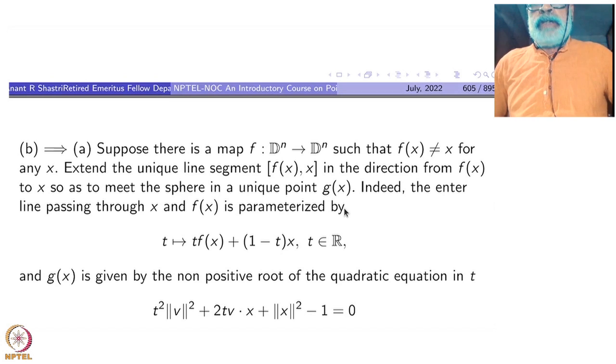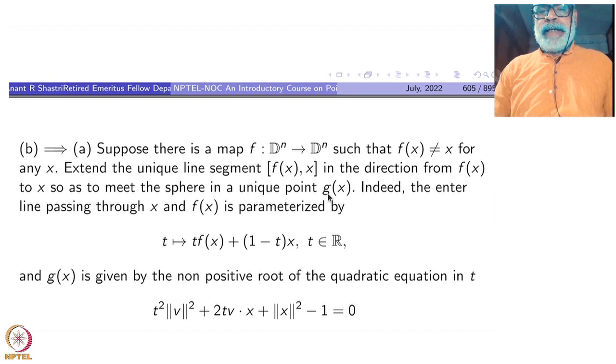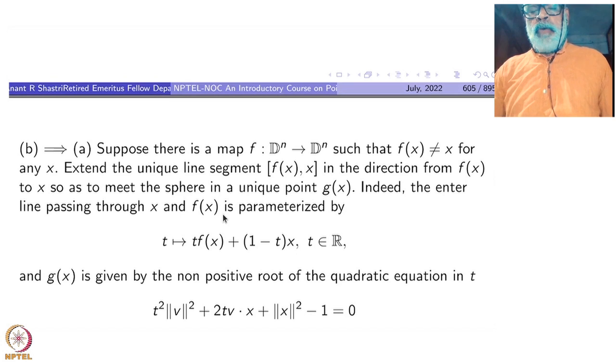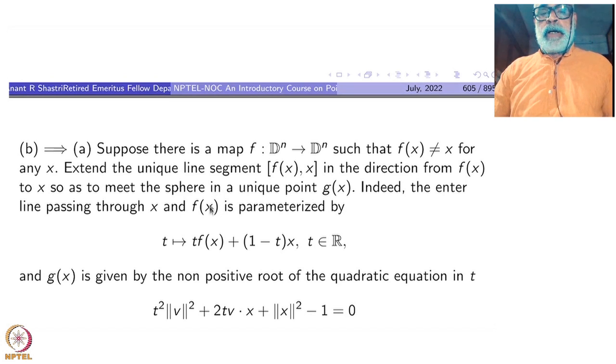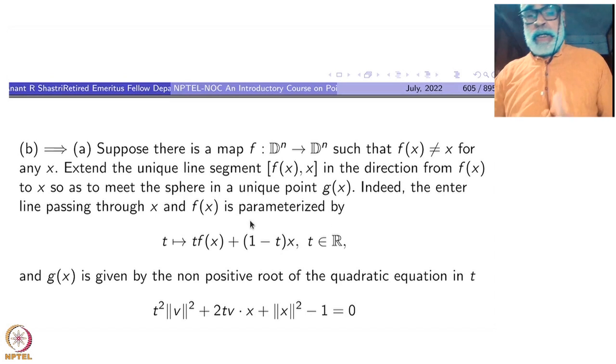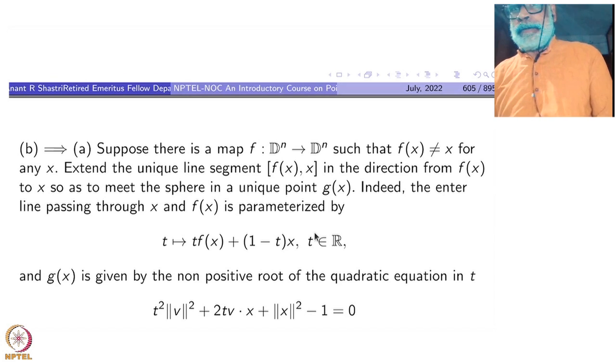But here, because you may be seeing such things for the first time, I will give you a full proof of why gx is continuous, just because f is continuous, fx is continuous. So how does it do that? Look at the entire line from a passing through x and fx. So what is the parameterization? It is t times fx plus 1 minus t times x as t ranges over R. So all these are points inside this line. Now we want the point on the sphere, going from fx to x, so it is towards x, beyond x, maybe it's x, but beyond x, including x.